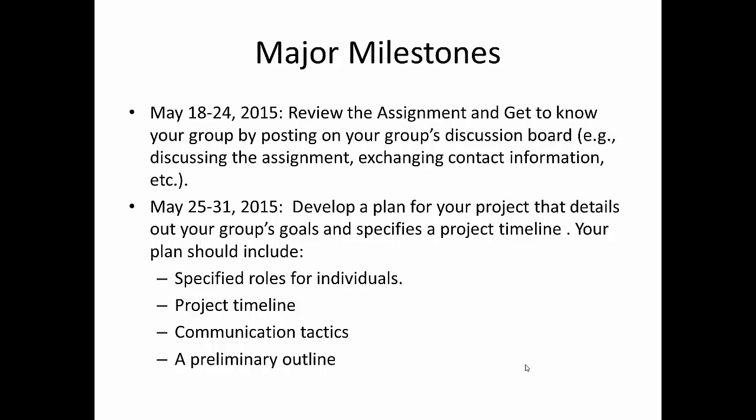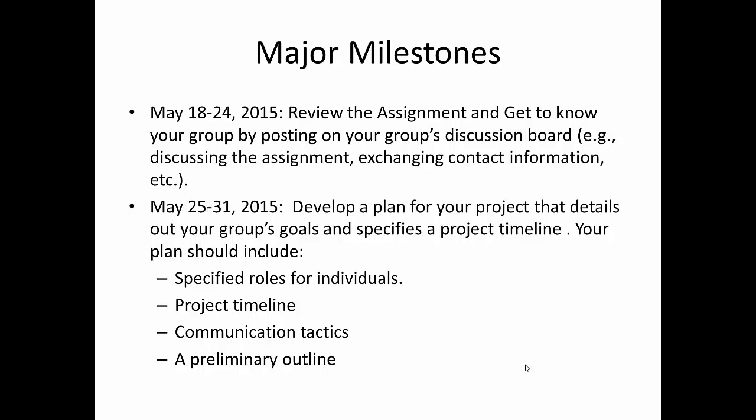I do expect that everybody will independently do research and contribute a portion of that paper. Regardless of your role, whether you're an editor or a leader or a scribe, you should be contributing a portion of the paper and a portion of the presentation.